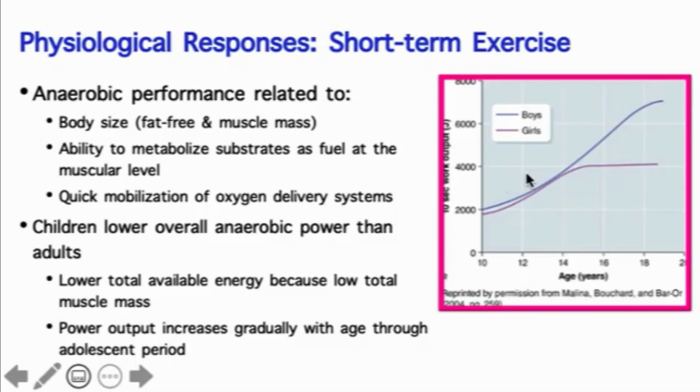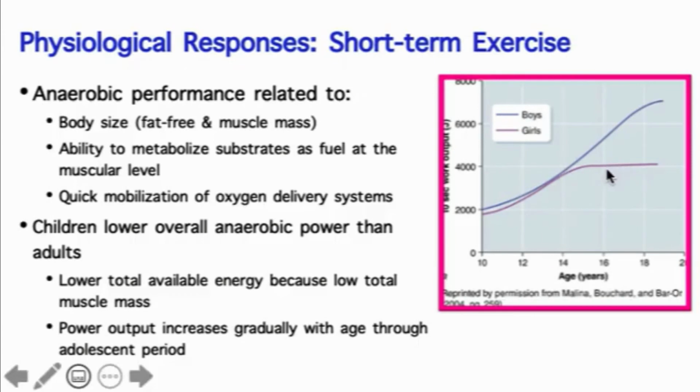Males are going to have a prolonged period of gradual increase in their power output, and that's because their adolescent period is longer. Also, we know that testosterone changes play a role in protein synthesis and building more muscle mass. The more muscle mass you have, the more anaerobic power you have as well. So this is not set in stone though.